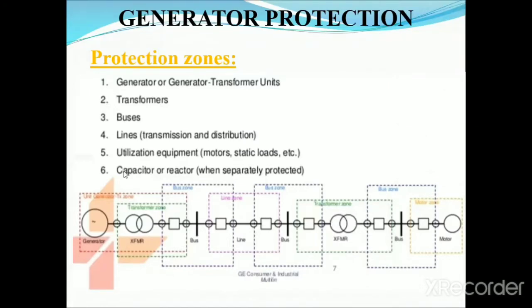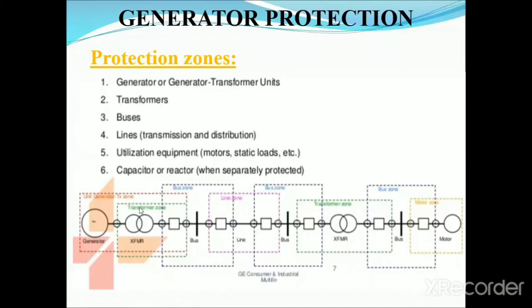Basically, the overall protective system will be divided into 6 zones. The first one is the generator and transformer unit. This is the generator and this is the transformer. If both are coupled to each other, it is known as zone 1.